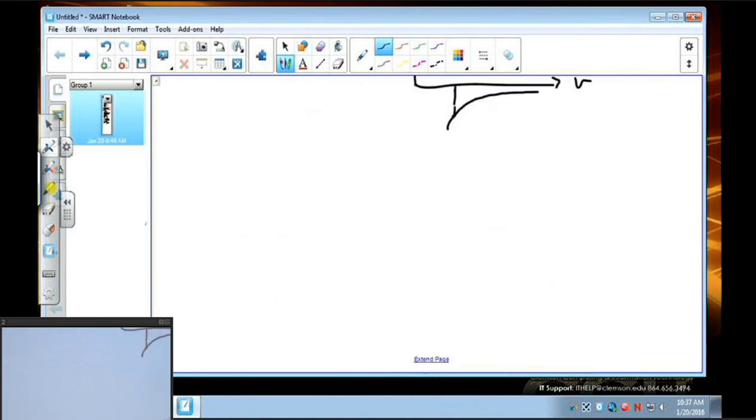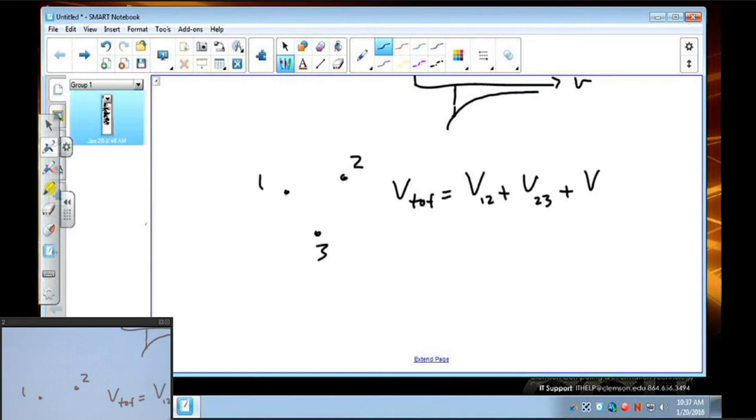Okay, now just as we said that the electric fields superimpose, the forces superimpose, potentials just add. So if I have three bodies, 1, 2, 3, then the total potential energy is going to be the sum of the potential energies associated with each of the three pairs.